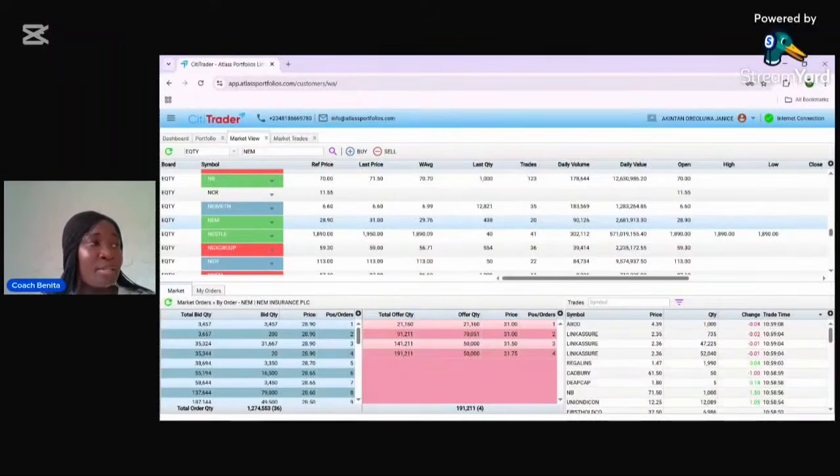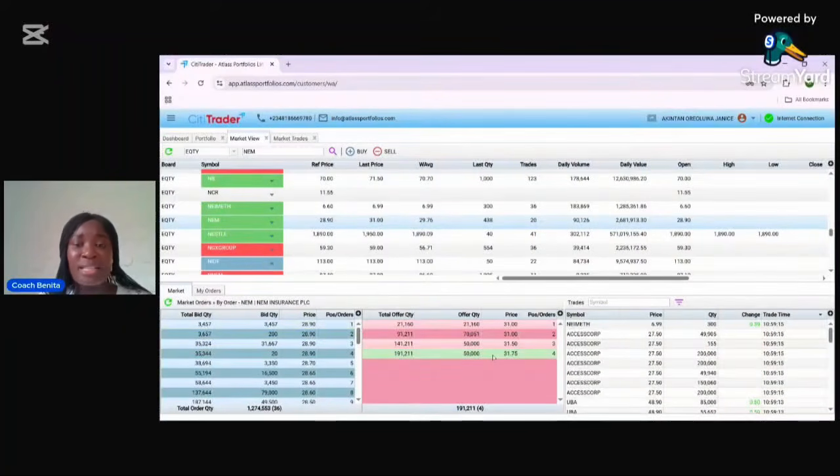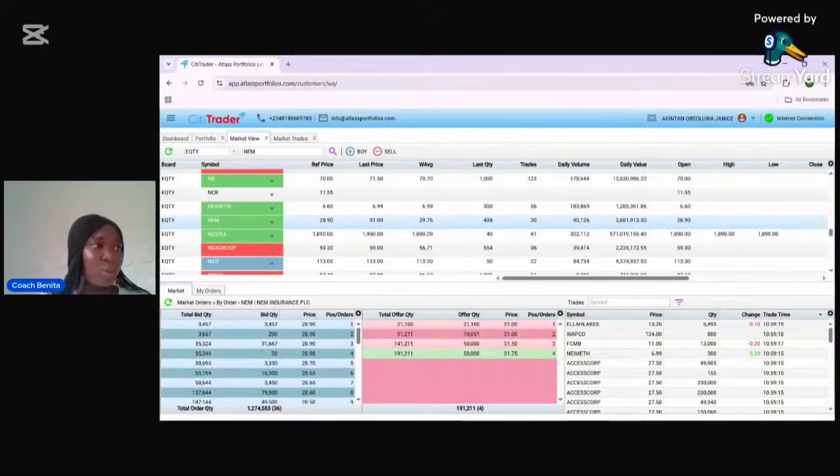Now that's because I'm the seller. So as the seller, I want to sell well. As a buyer, I also want to buy at the cheapest I can buy. As a seller, I want to sell at the highest I can sell. That's where my profit is. Do we understand?